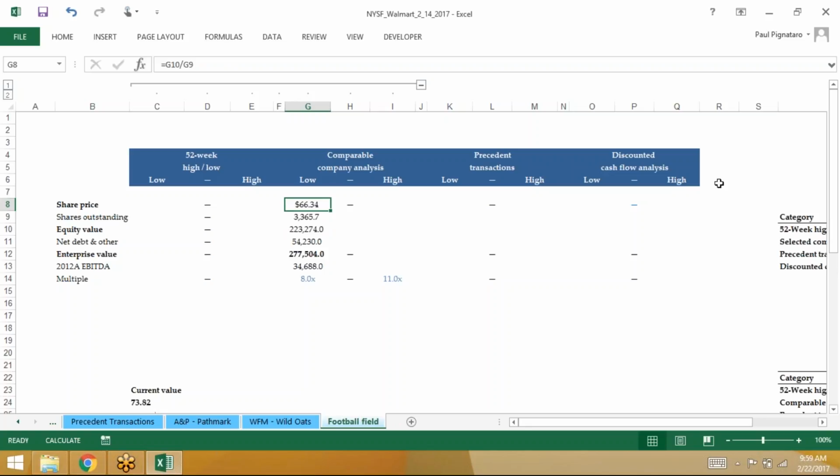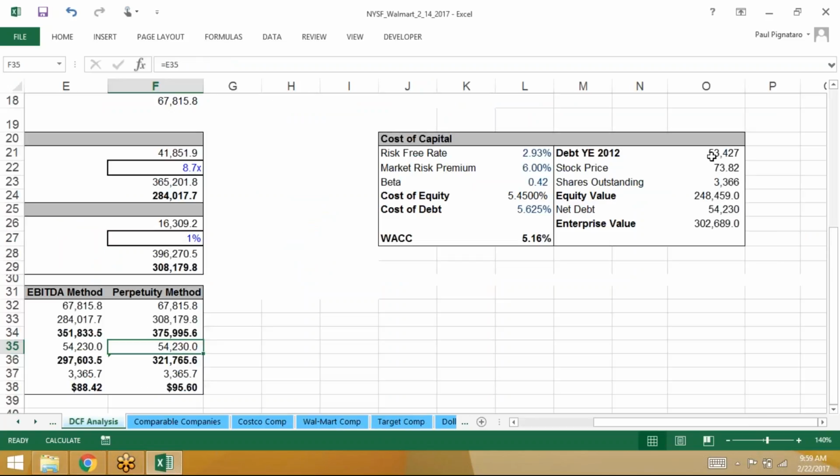We do it again on the high side to see how high Walmart's stock price can go. It's pretty much the same calculation, assuming 11 times, right? Yep.